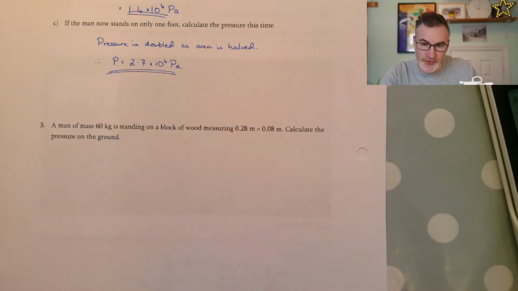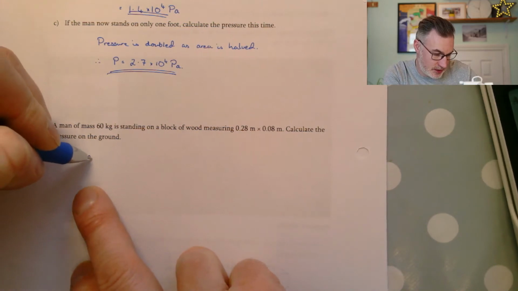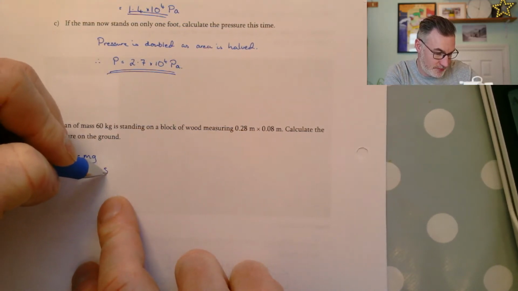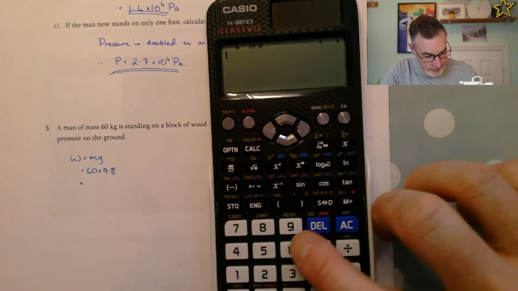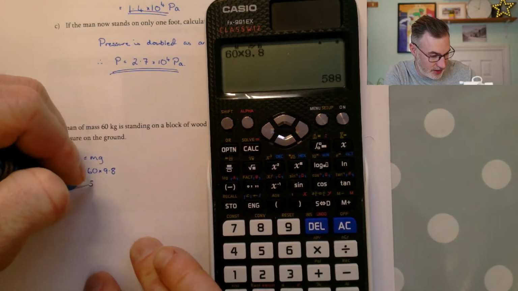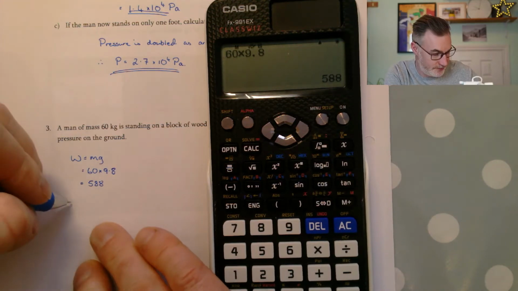So question 3, a man of 60 kilograms standing on a block, and we have the dimensions of the block. Calculate the pressure on the ground. So we'll need to do two calculations first, that is work out his weight, mg, 60 times 9.8, 588, and secondly we'll calculate the area.